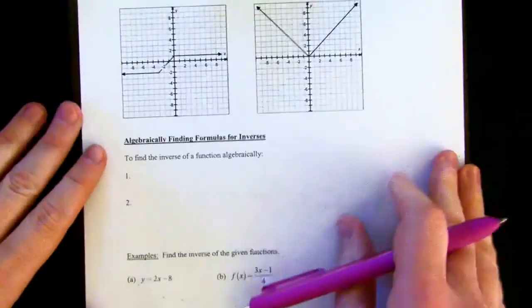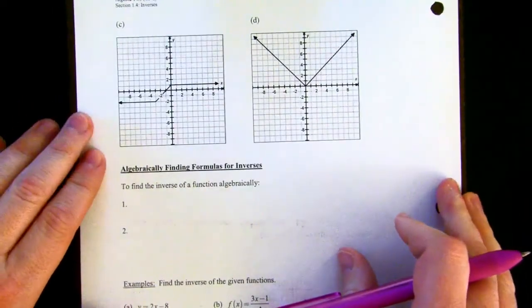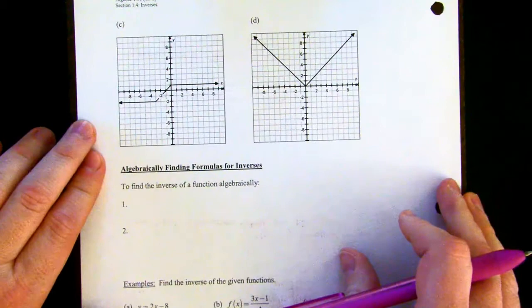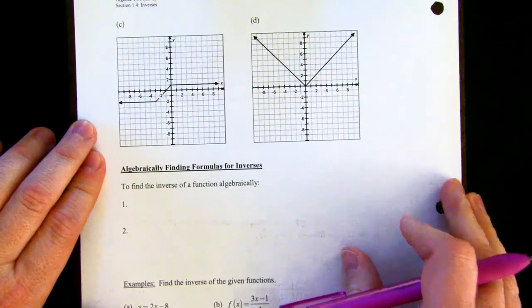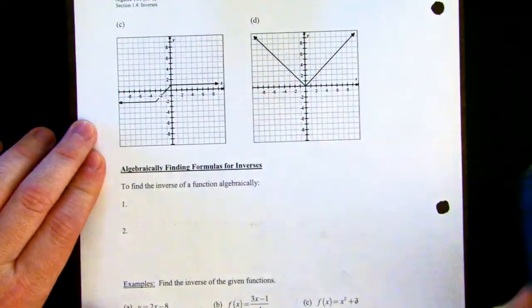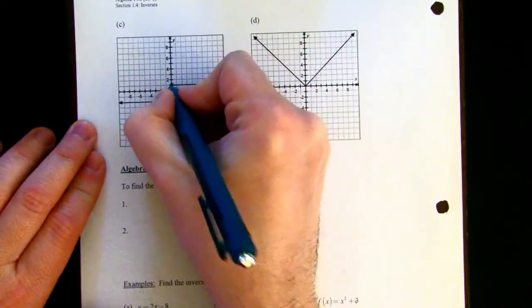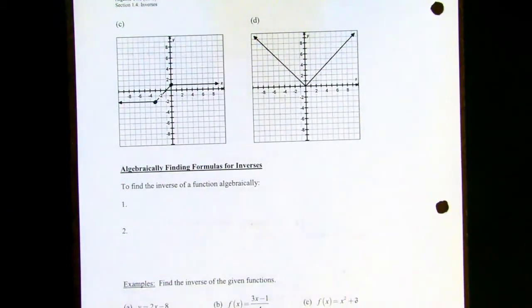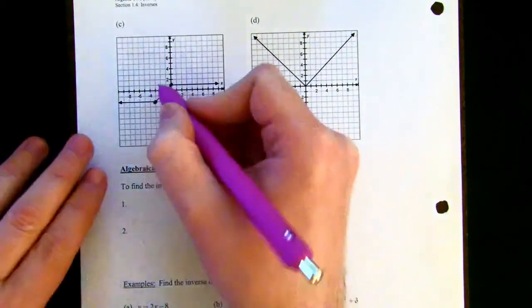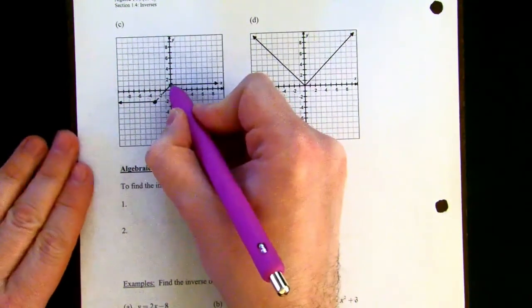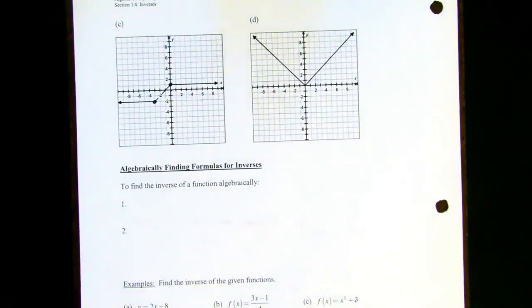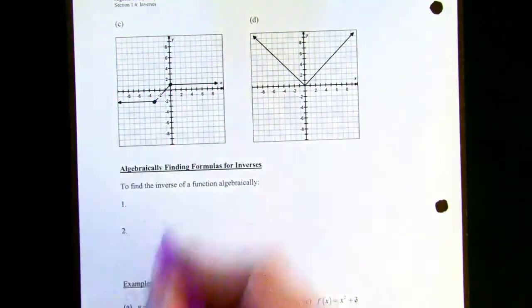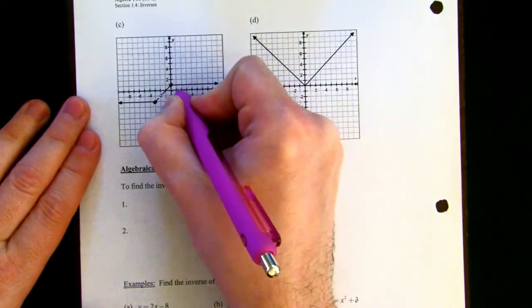Let's go on the back. In letter C, I didn't give you any clear points. So all we're going to do is put a couple points on here. How about we put a point over here, maybe a point there, and start with those. 0 comma 1 is on the original, so what point's got to be on the inverse? 0, 1's on the original, 1, 0 is on the inverse.